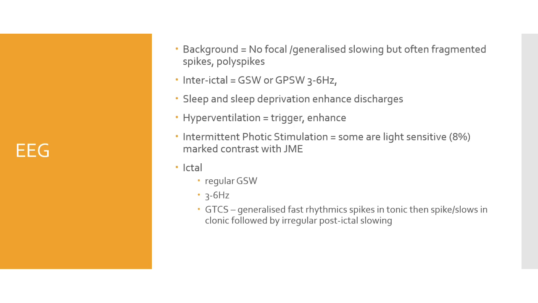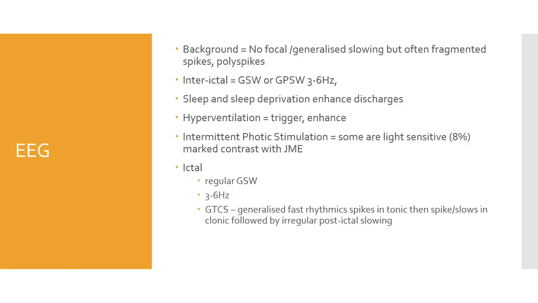And really interestingly, with intermittent photic stimulation, when you have a strobing light, a minority will be light sensitive. That's in real contrast to those who have juvenile myoclonic epilepsy, and so it might actually be a clue that a JAE may actually be a JME. There's quite a wide variety of data within the literature about the degree of light sensitivity, but overall most will accept that light sensitivity can occur, but it's rarer.